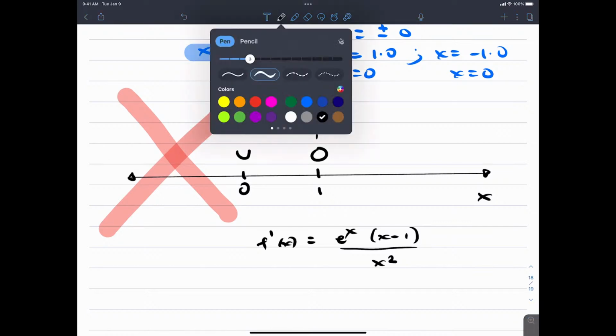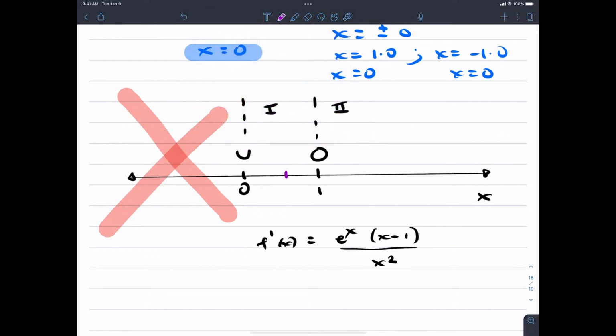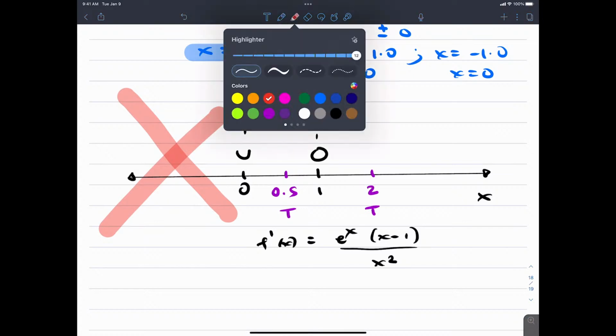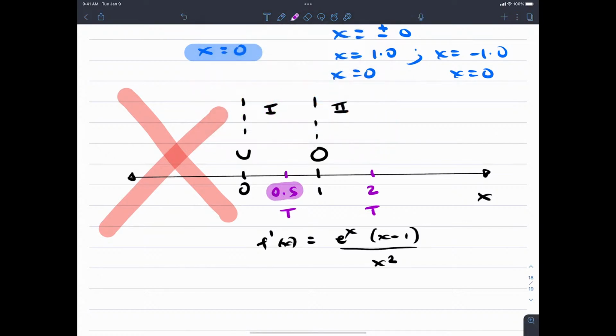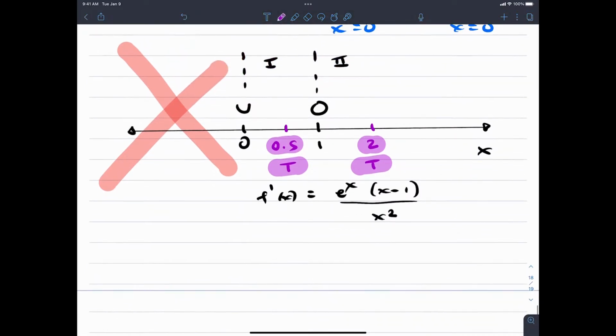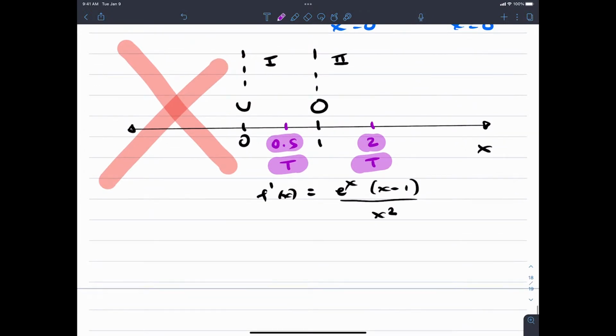So how do you do the rest of this? We need a test point. What's between 0 and 1 as a test point? We use 0.5 as a test point. And then over here, 2 as your test point. You guys okay with that? These are test points. Sign analysis on the first derivative: if you plug in 0.5 for x.